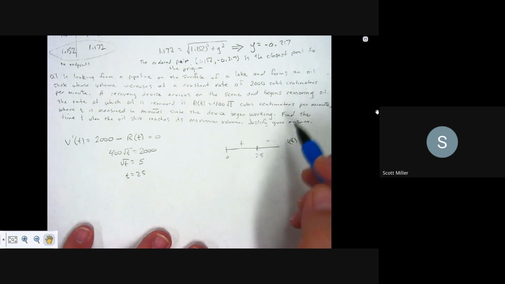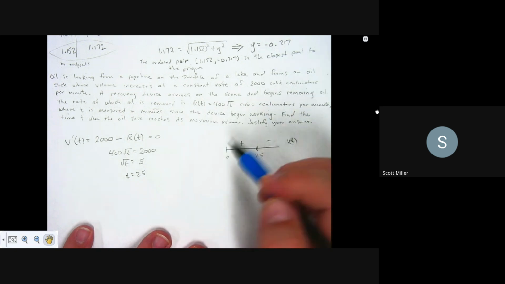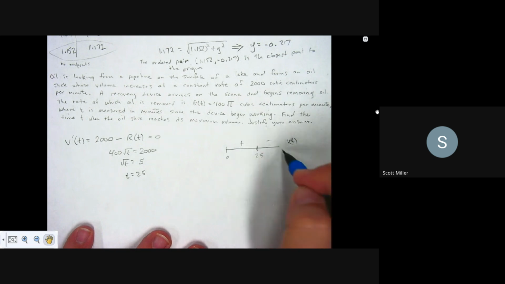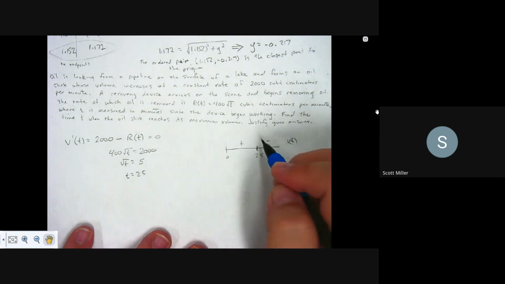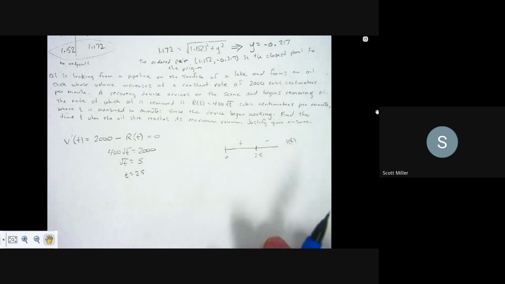And then what happens? The machine is taking the oil away faster than it's being generated. So now the volume is decreasing, and will continue to do so until it's gone. That means at 25, that is your maximum volume of the oil slick. So you have to reason that out, and you have to write that out using the context of the information given. Let me go ahead and show you how to write it out, so you can see it.